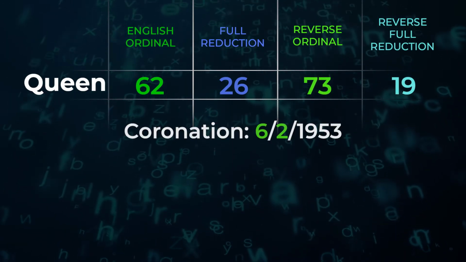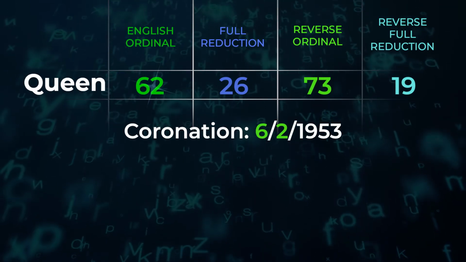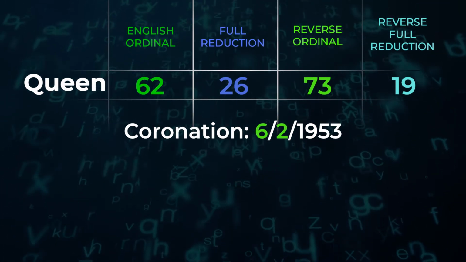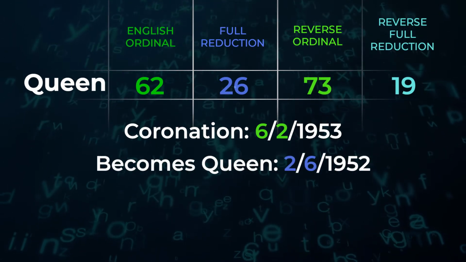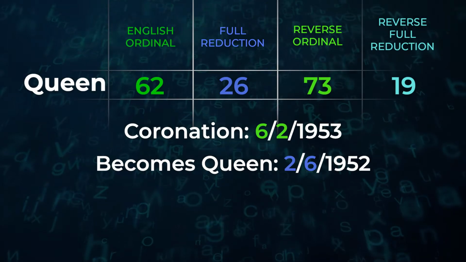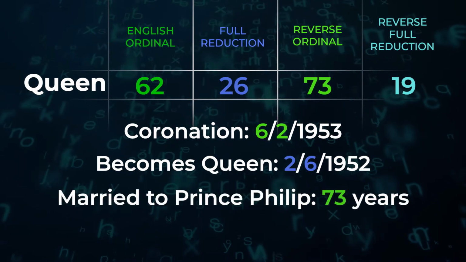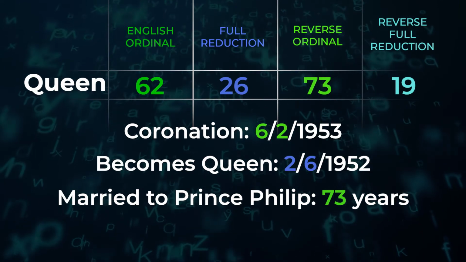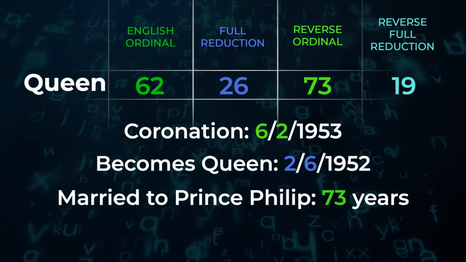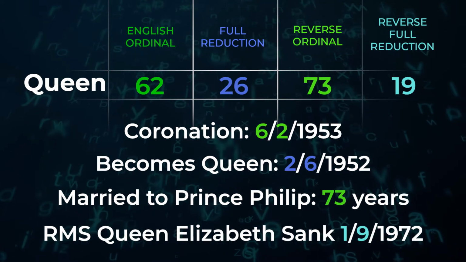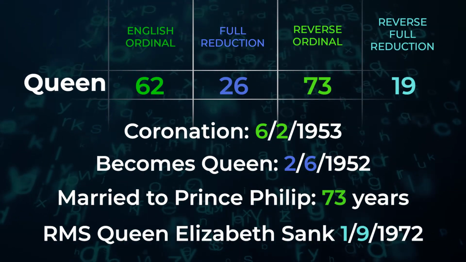Let's talk about them. Queen Elizabeth II's coronation was on 6/2, tying to the 62. She becomes queen on 2/6, 1952. Queen Elizabeth was married to Prince Philip for 73 years, tying to the 73. And lastly, we have the 19. The RMS Queen Elizabeth sank on 1/9/1972. So you can see all 4 ciphers related to Queen Elizabeth through her title as queen. You can do this with other people using their titles or their categorization and see what you can find.